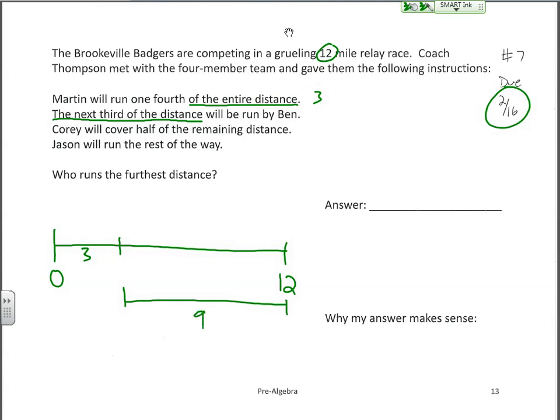So when you take that, the next third, it's going to be a third of 9, not a third of 12. Right? And then for Corey, it says he will cover half of the remaining distance. Again, not of the original 12 miles, but of what remains after Martin and Ben run. And then Jason will run the rest of the way. So read very carefully, and it might help you to map it out, kind of like I did down below here. Just graph it out, and make sure you're following the directions carefully.